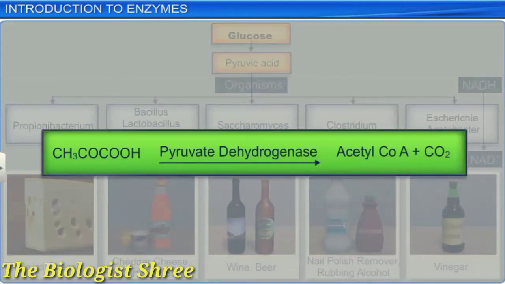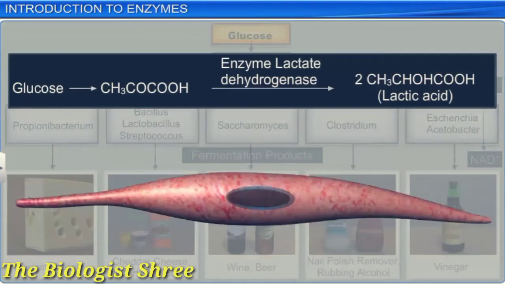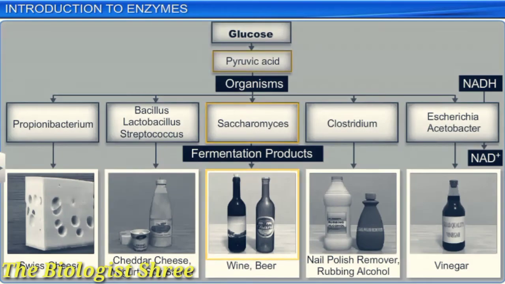While during anaerobic respiration in the muscles, in the presence of the enzyme lactate dehydrogenase, pyruvic acid leads to the formation of lactic acid. On anaerobic respiration in yeast, the same pyruvic acid leads to alcoholic fermentation in the presence of the enzyme pyruvic decarboxylase. Therefore, metabolic pathways catalyzed by enzymes yield different types of metabolic end products under different conditions.